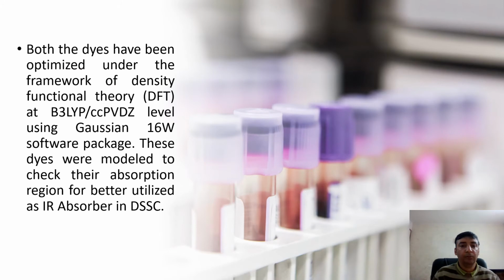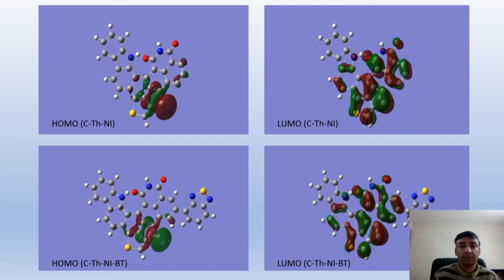Both the dyes were optimized by using the density functional theory. The functional B3LYP along with the basis set cc-pVDZ was utilized. All the calculations were performed by using the Gaussian 16W software package. The frontier orbitals, that is HOMO and LUMO, for the two dyes are shown in the current slide. By observing the HOMO and LUMO, we can analyze the changes in the electron distribution.